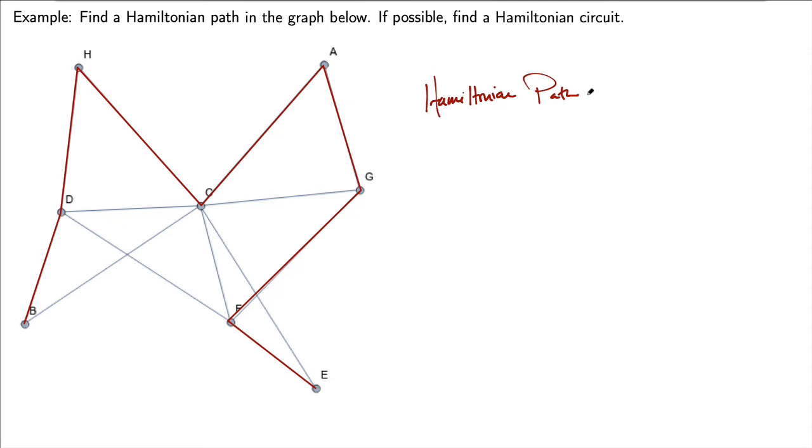Question is, can we find a Hamiltonian circuit? Now at this point, it should be clear that what we've drawn so far cannot be part of a circuit, because to get out of E, there's only one direction that I can go, and that would be up to C, and I'm not allowed to revisit that vertex. So what I've drawn here cannot be converted into a Hamiltonian circuit.